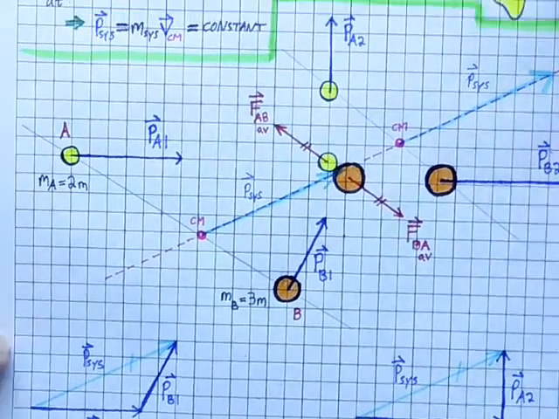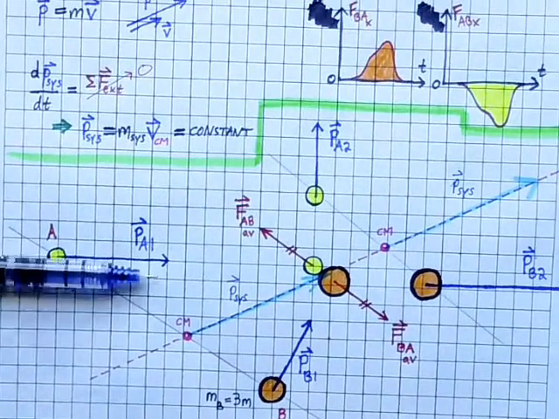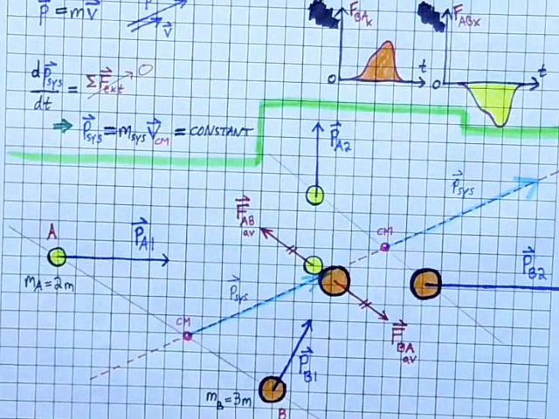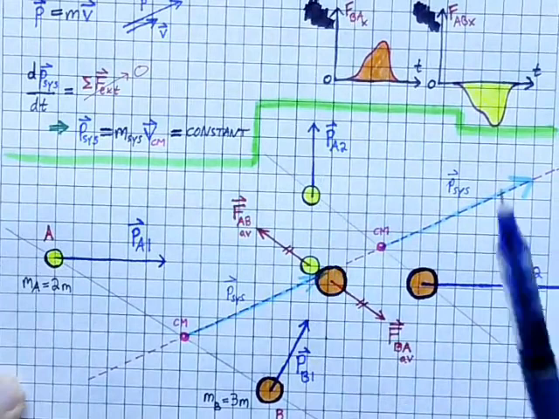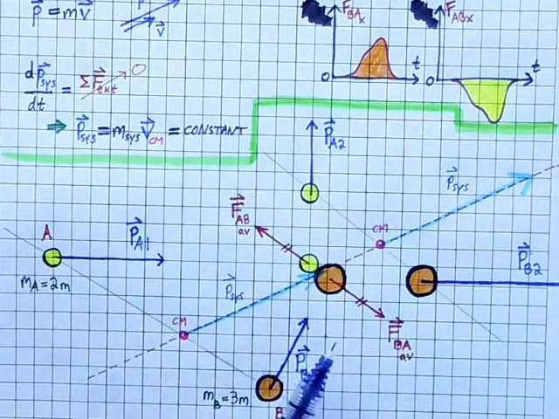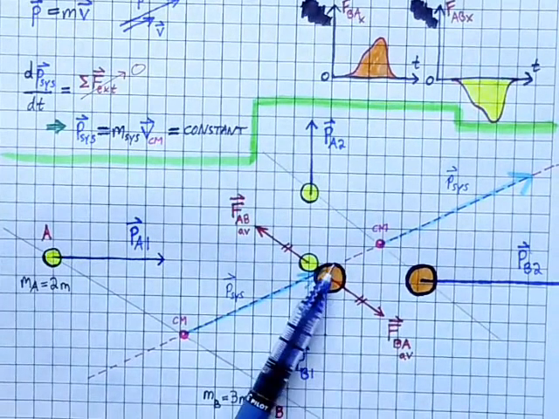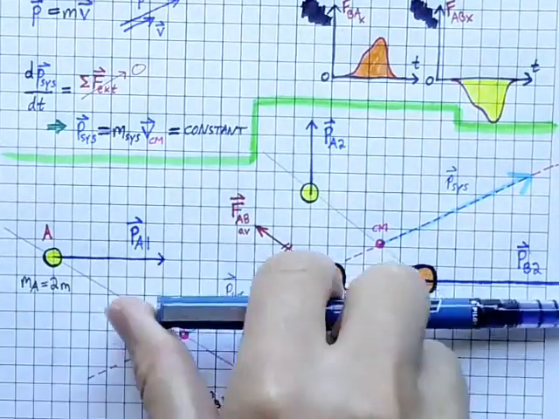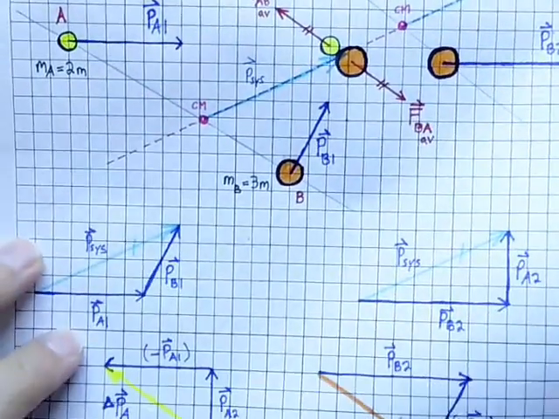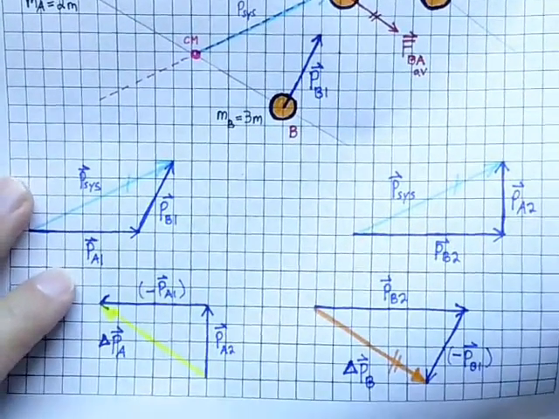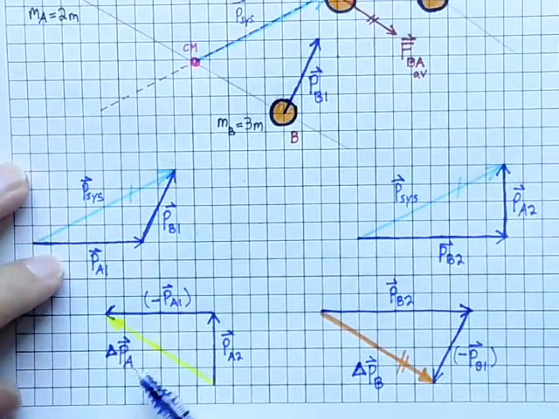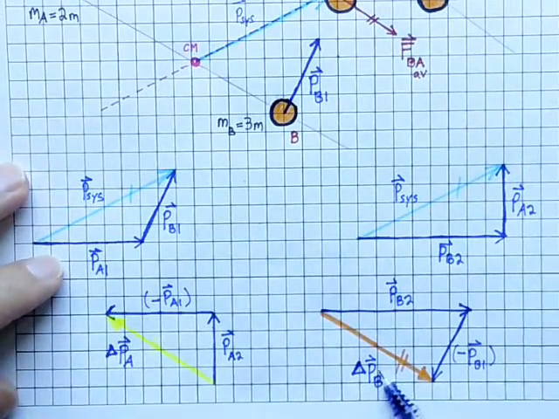A's momentum initially was only in the x direction. Afterwards, it was only in the y direction. And then B's momentum initially was up and to the right. Afterwards, B's momentum is just to the right. So down here, I want to show the change in momentum for A and the change in momentum for B.